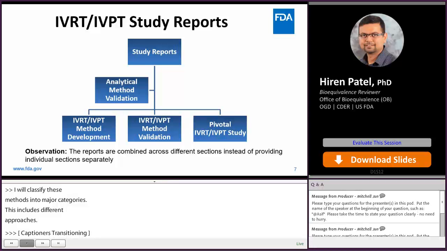I would like to share what is noticed in terms of study reports. Most of the time, the reports are combined across different sections. For example, analytical method validation is combined with either IVRT or IVPT method validation. Generally, each study report should be submitted separately for each section. For example, analytical method validation, IVRT or IVPT method development, validation, and pivotal study reports. Now, let's take a closer look at the content of the reports.